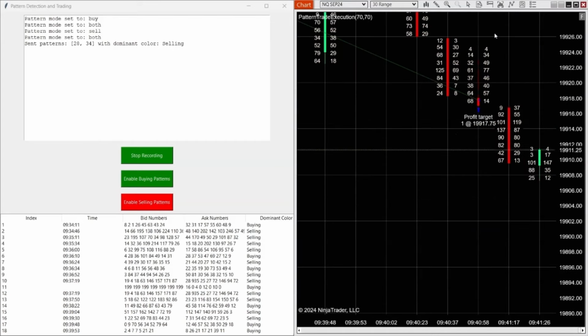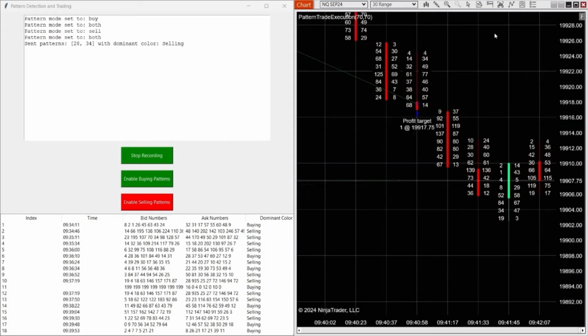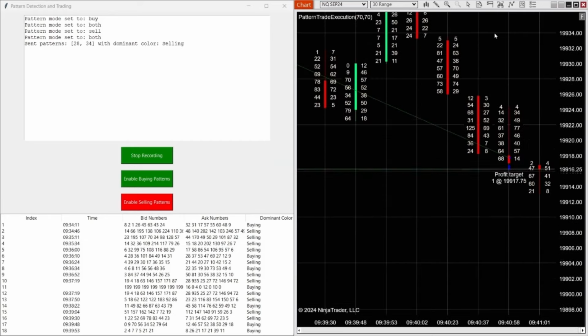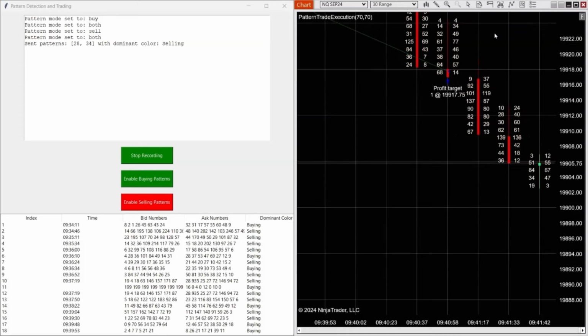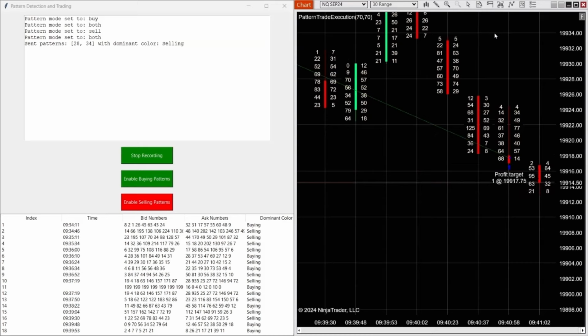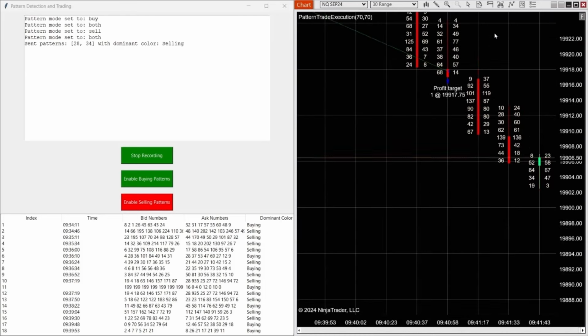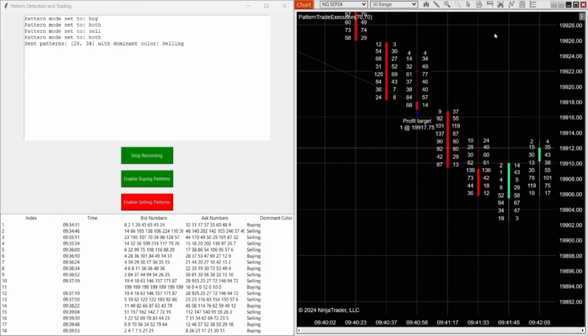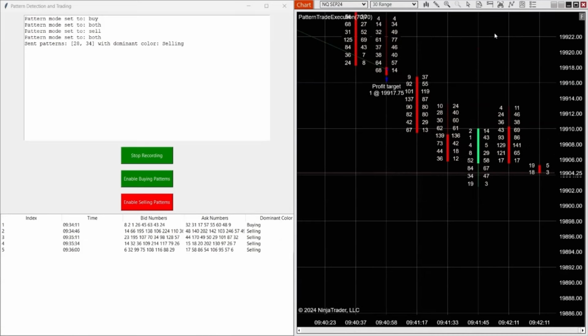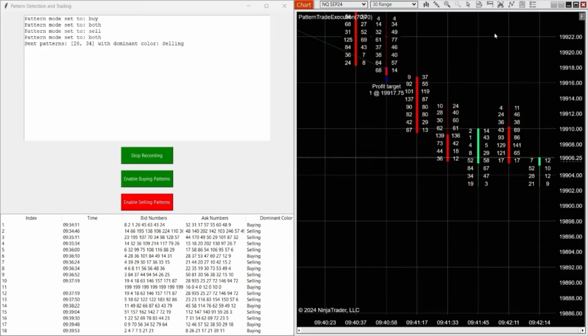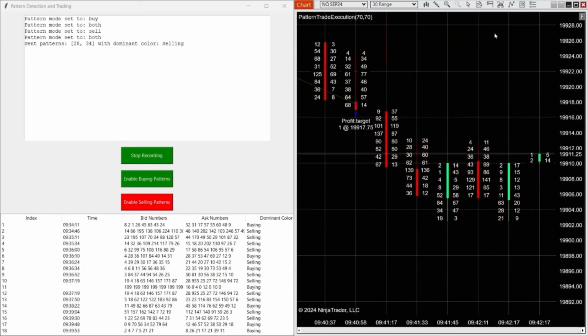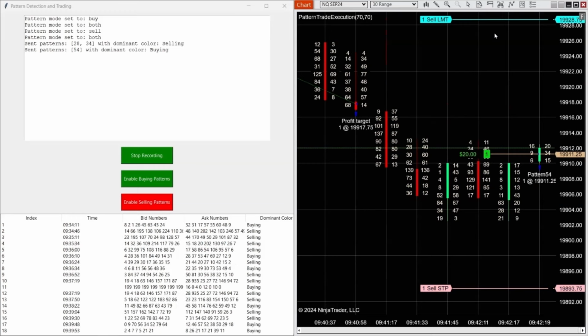Eventually, our position hits TP with a nice $400 profit. On to the next trade 3 minutes later, pattern 54 is flagged, another pullback pattern with a 66% historical win rate.